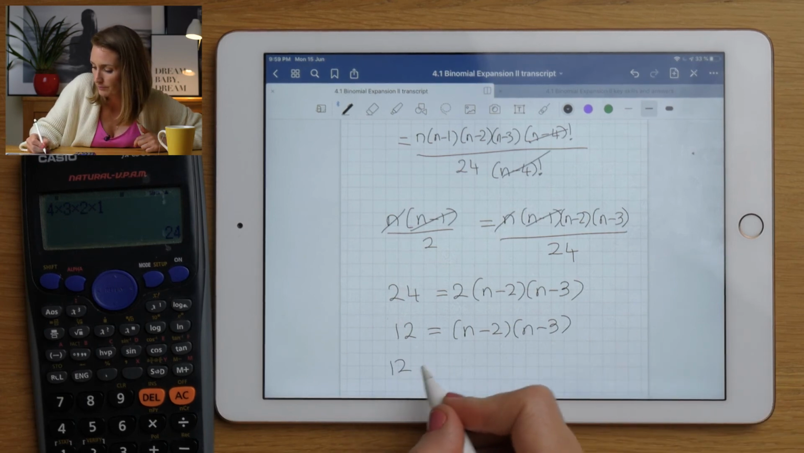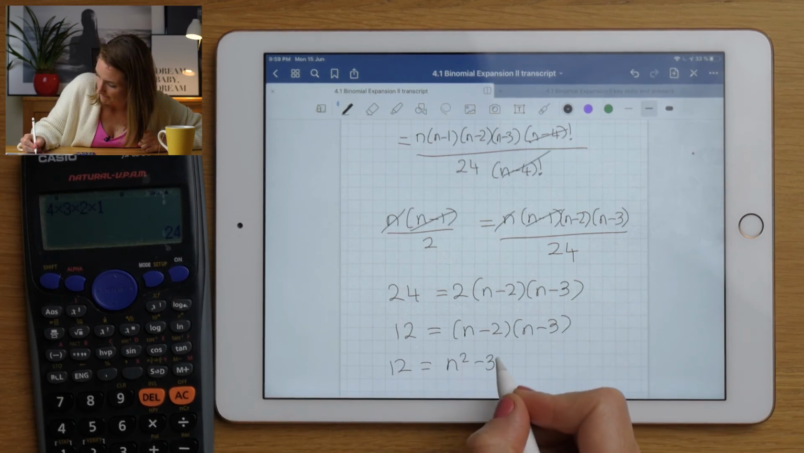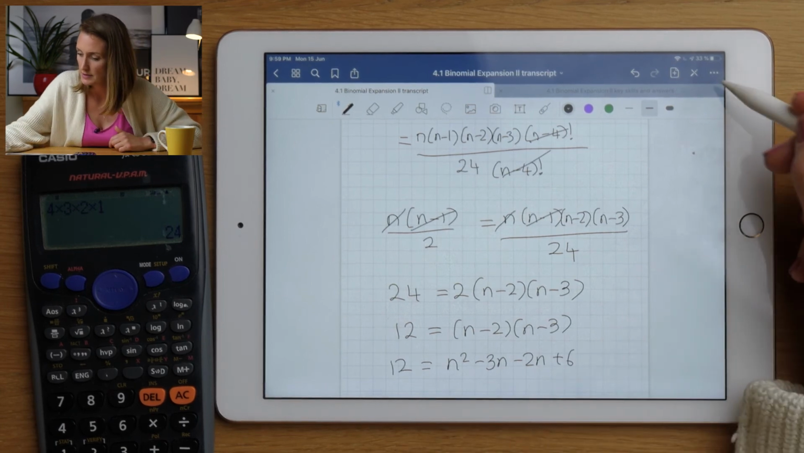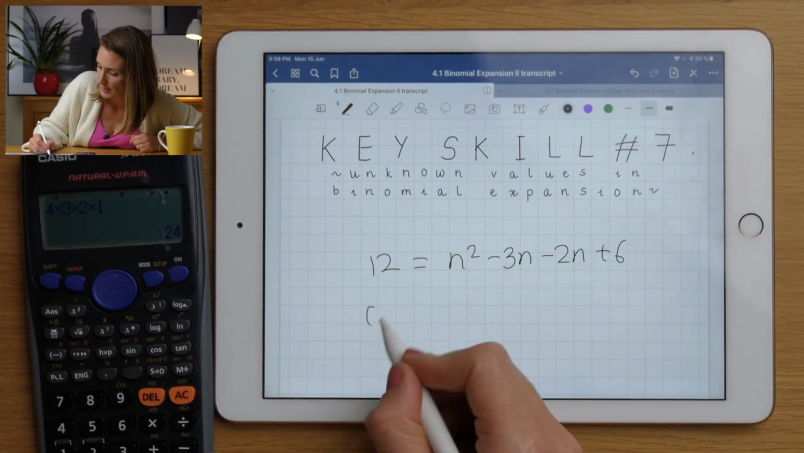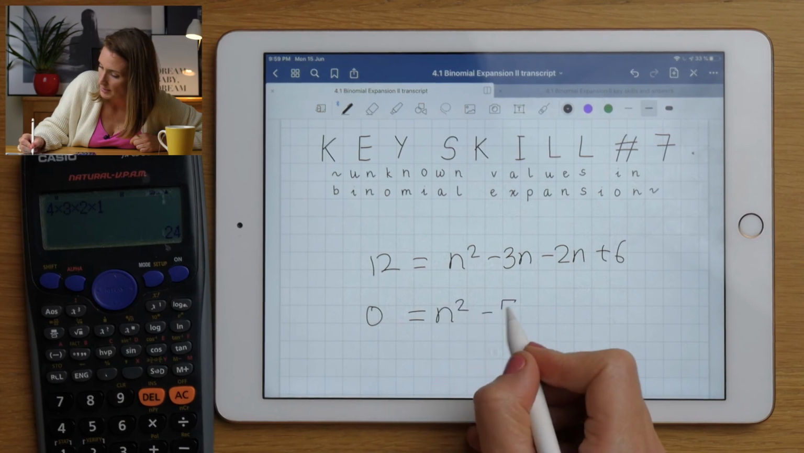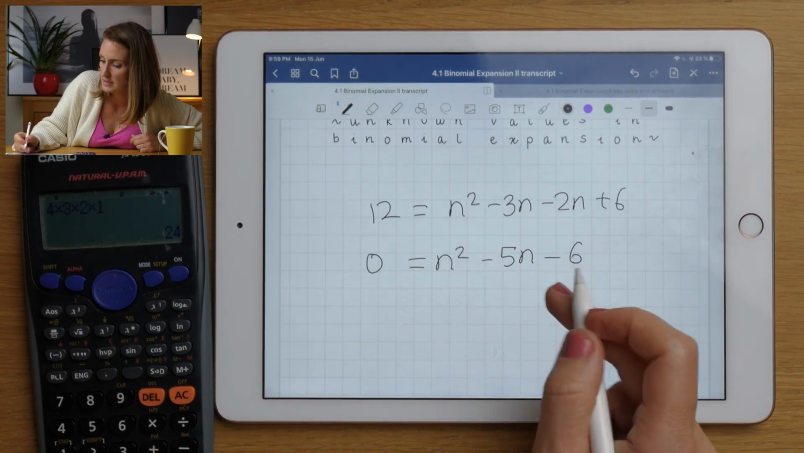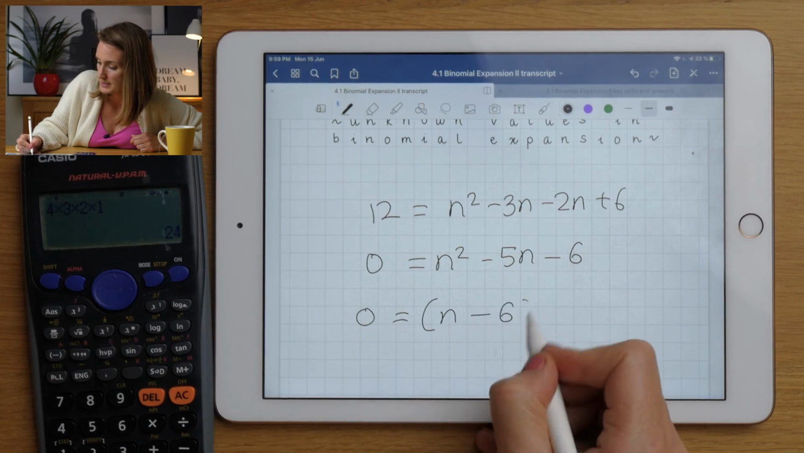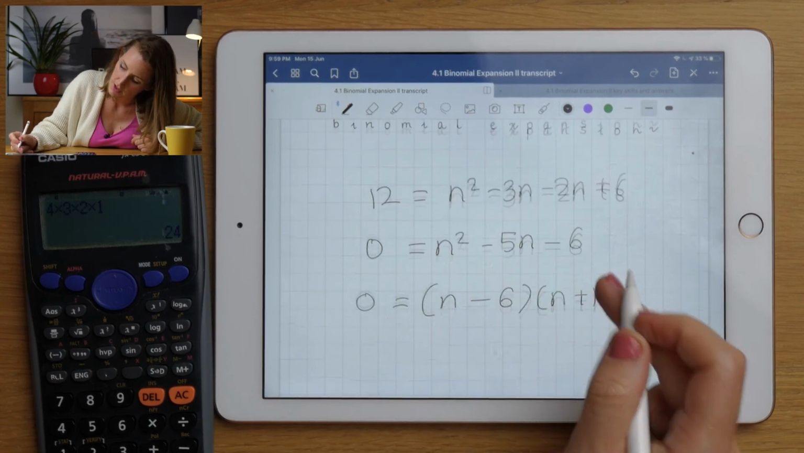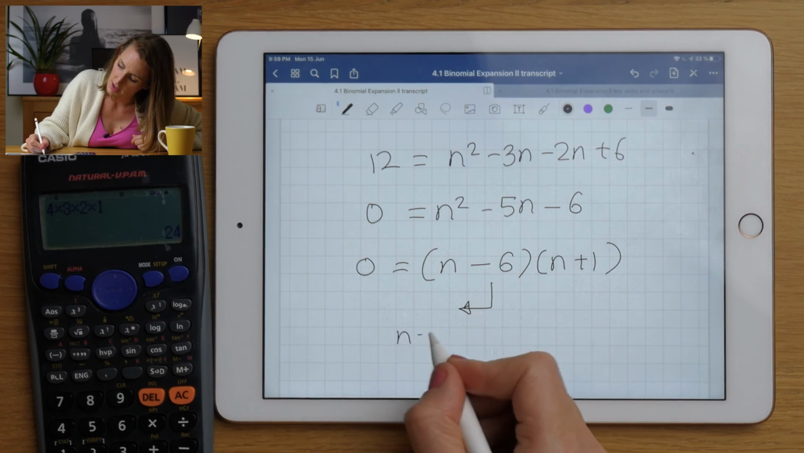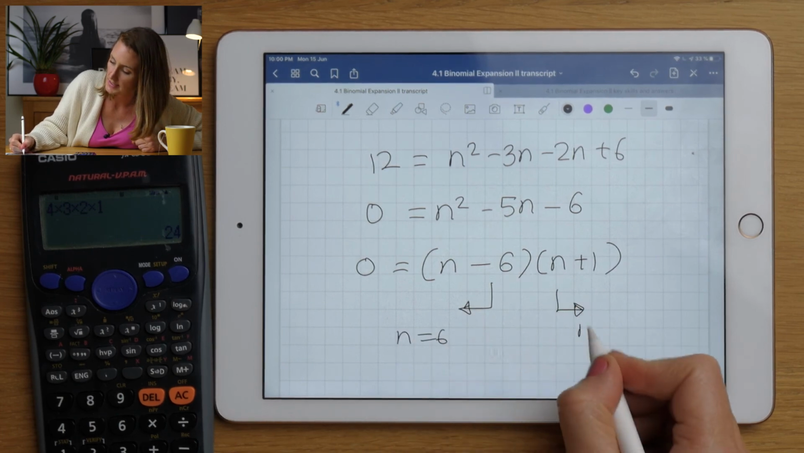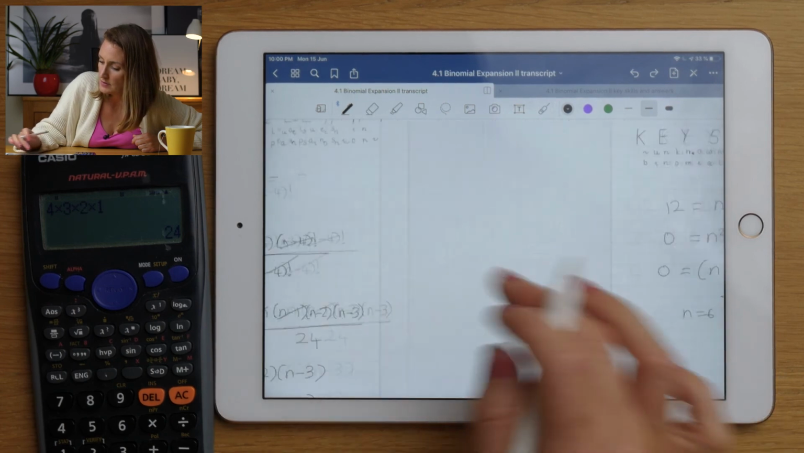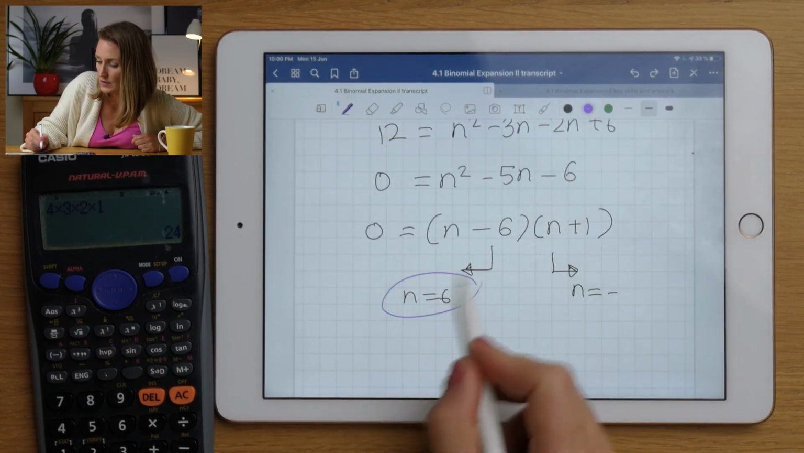Multiply that out, and bring the 12 to the other side. So that gives us n squared minus 5n minus 6. Factorize. So we'd need minus 6 and plus 1. And solve. So we'd get n equals 6 and n equals minus 1. We couldn't have a minus number in this context, so we know the answer is n equals 6.